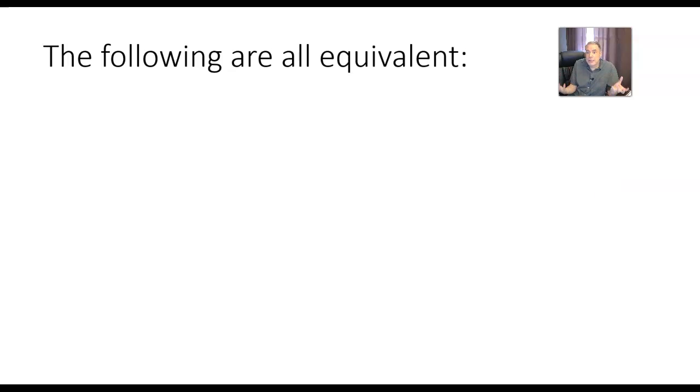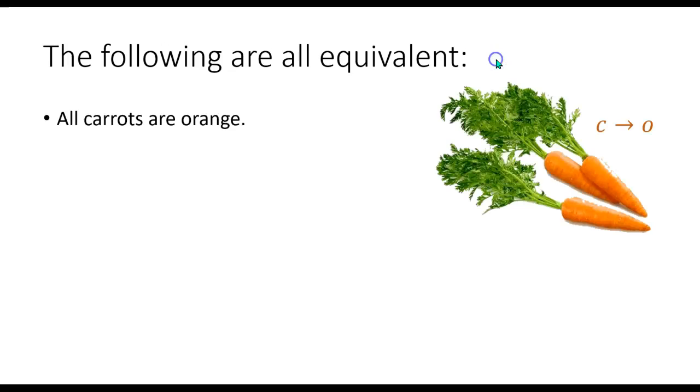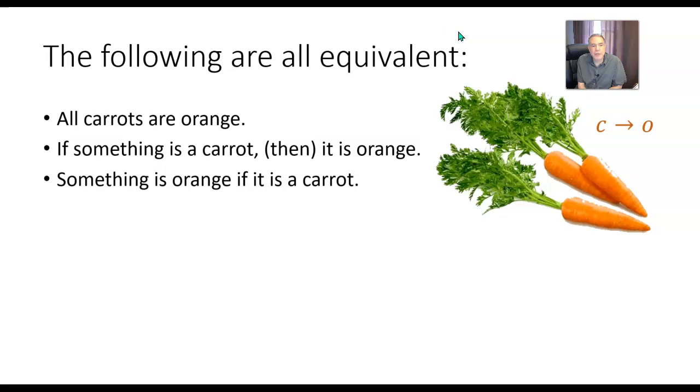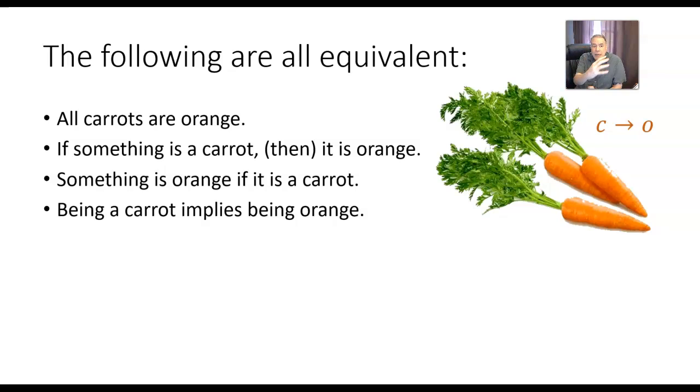Now, there are different ways that conditional statements can be worded. So here are some equivalent statements. All carrots are orange. Means the same thing as if something is a carrot, then it is orange. Which means the same thing as something is orange if it is a carrot. Which means the same thing as being a carrot implies being orange. Remember, I said you could translate that arrow as implies if you want a single word that just stands in for that symbol. So being a carrot implies being orange. If something is a carrot, then that something is orange.